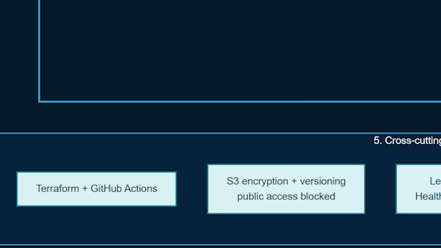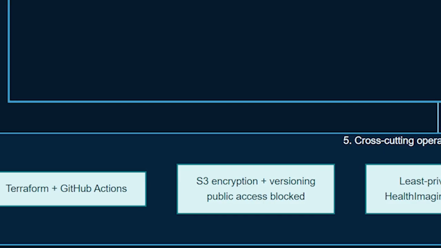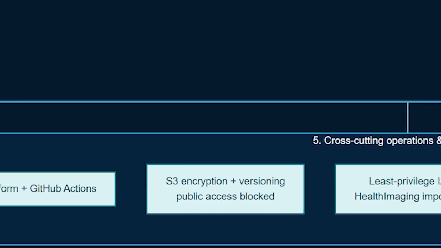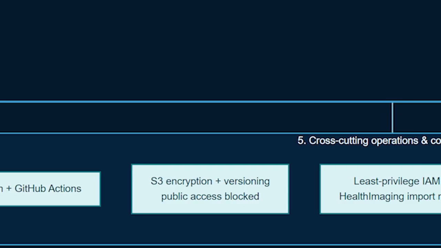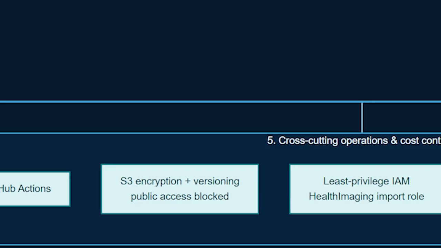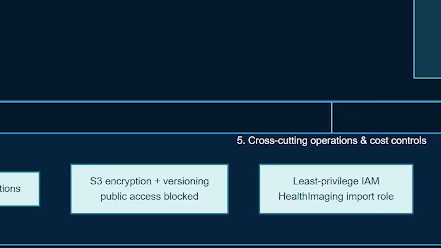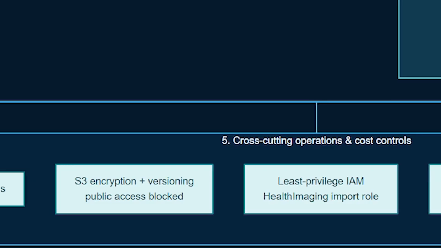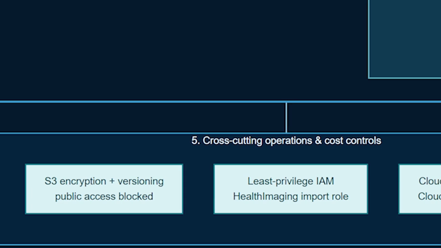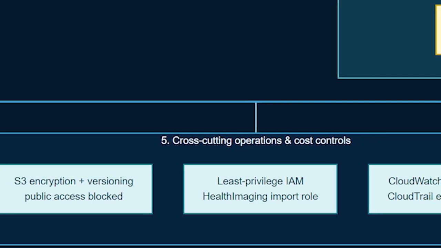Cross-cutting operations and cost controls. Terraform and GitHub Actions. Terraform makes this environment repeatable. The data zones, IAM roles, event wiring, logs, API routes, and budget controls are all reviewable as code. Least privilege IAM role. The import role has a narrow purpose: read only the clinical source zone and write only the appropriate import-output evidence. CloudWatch provides execution-level troubleshooting evidence with short log retention appropriate to a low-cost portfolio environment.